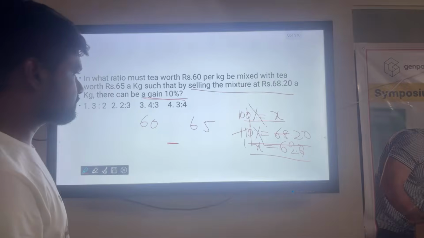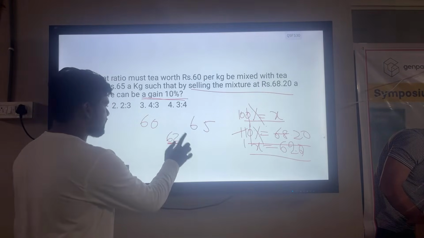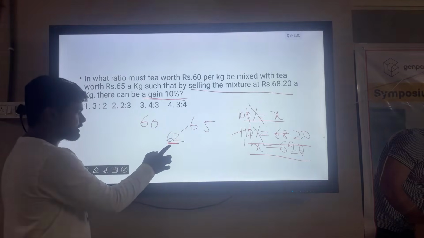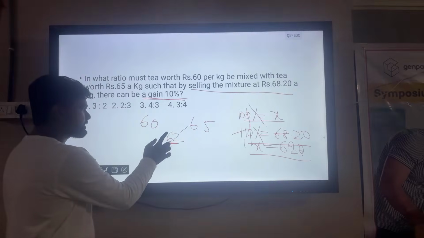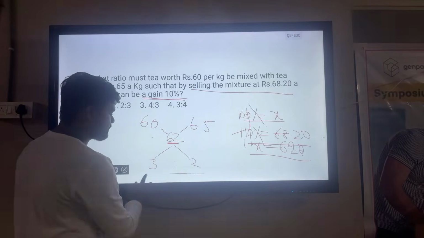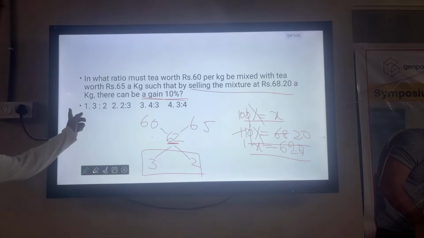Okay, 62. So you have to apply the alligation rule here. Mean value, the cost price, is 62. When you subtract, 65 minus 62 is nothing but 3. 62 minus 60 is nothing but 2. In what ratio they have to mix? 3:2.